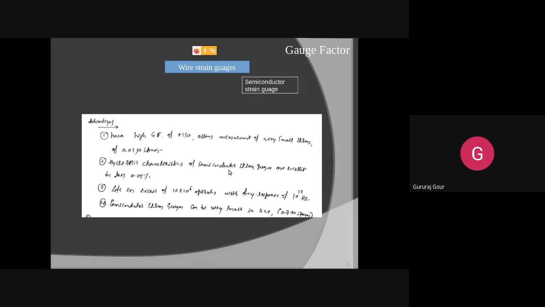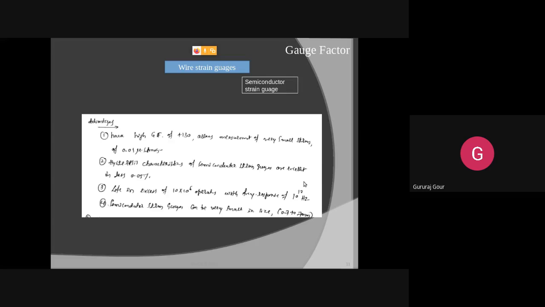Hysteresis characteristics of semiconductor strain gauges are excellent, less than 0.05%. The life is also very excellent, 10 to the power 7 times you can operate, with a frequency response of 10 to the power 12 hertz. Frequency response is very good. Semiconductor strain gauges are also famous for being very small in size, coming in 0.7 to 7 mm. So these are the main features of semiconductor strain gauges.